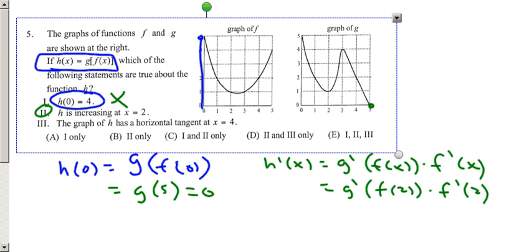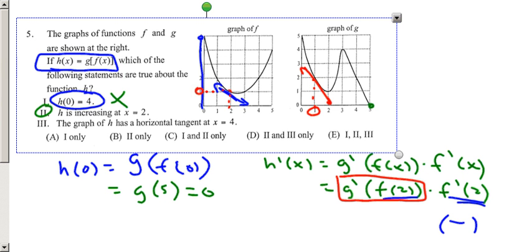Well, if we look at f prime of 2, that tangent line has a negative slope, so we know that this value is going to be negative. And f of 2, if we look over here, f of 2 is 1, so this value is the same thing as g prime of 1. So if we go over to g and look at its slope at 1, it's also negative. So a negative times a negative results in a positive number, which means that h must be increasing.